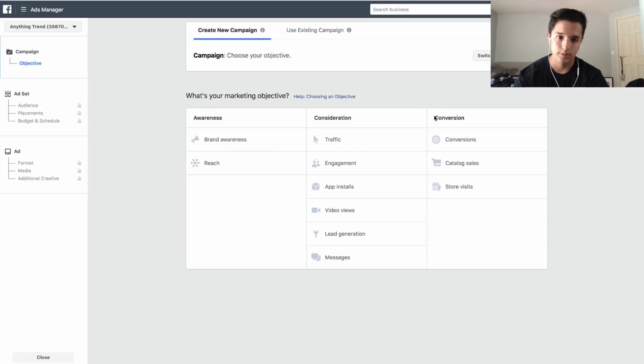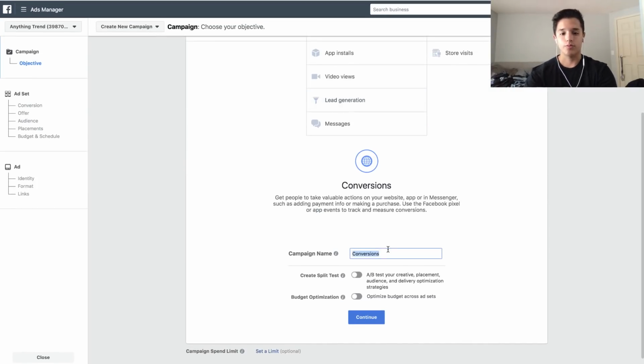Conversions, retargeting, purchase, dog harness, $25 break even. Well, actually, these are for all the products. This is not two specifics. I don't know what I was thinking right there.